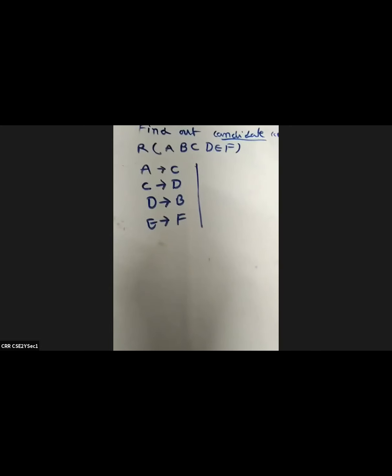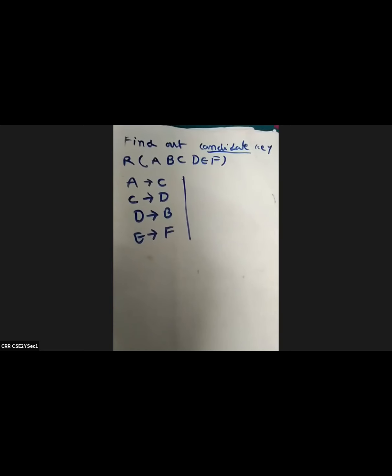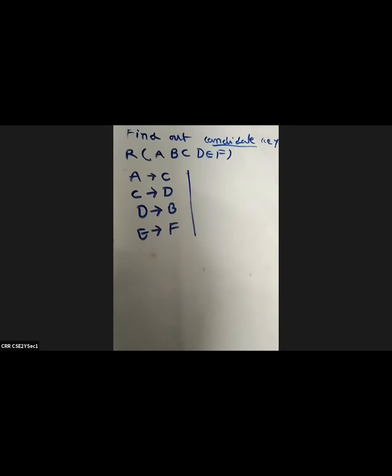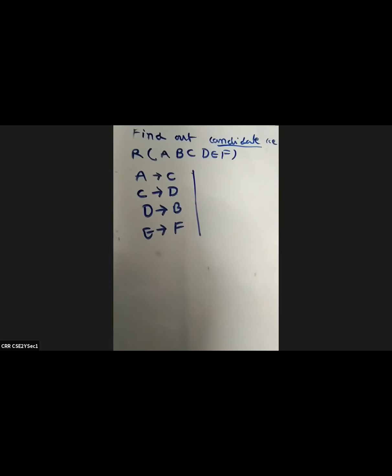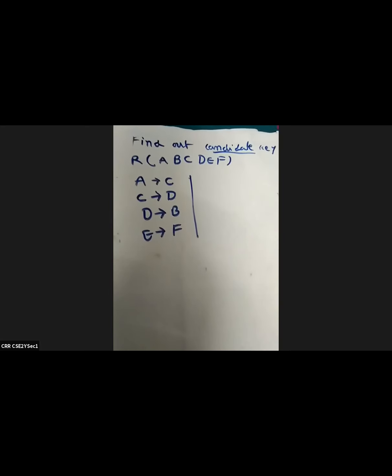So I hope all of the members are able to see the screen. Okay, please try to observe now. So find out the candidate key. R of A, B, C, D, E, F. So A to C, C to D, D to B, and E to F. So now find out what is the candidate key.